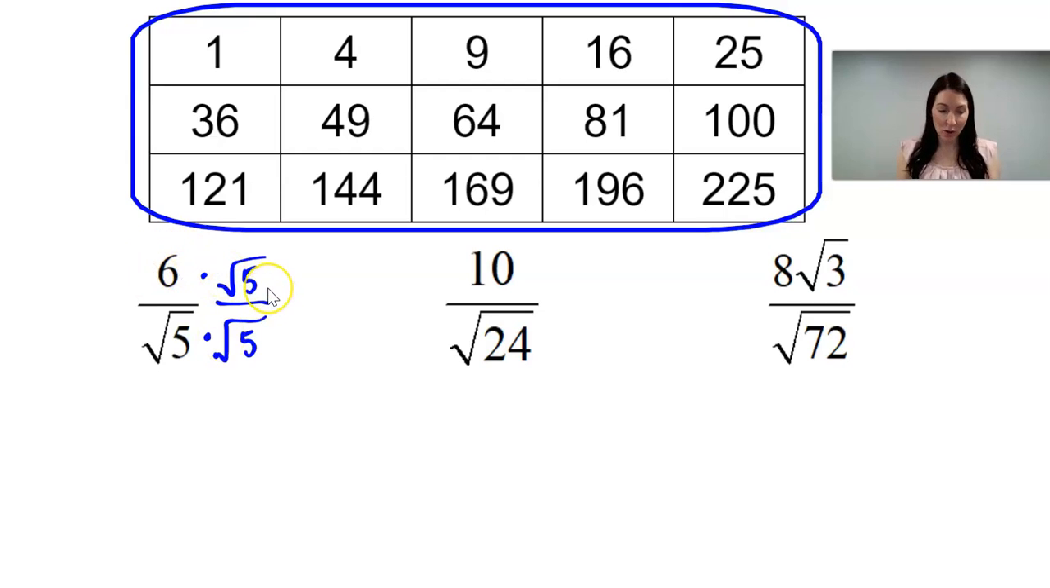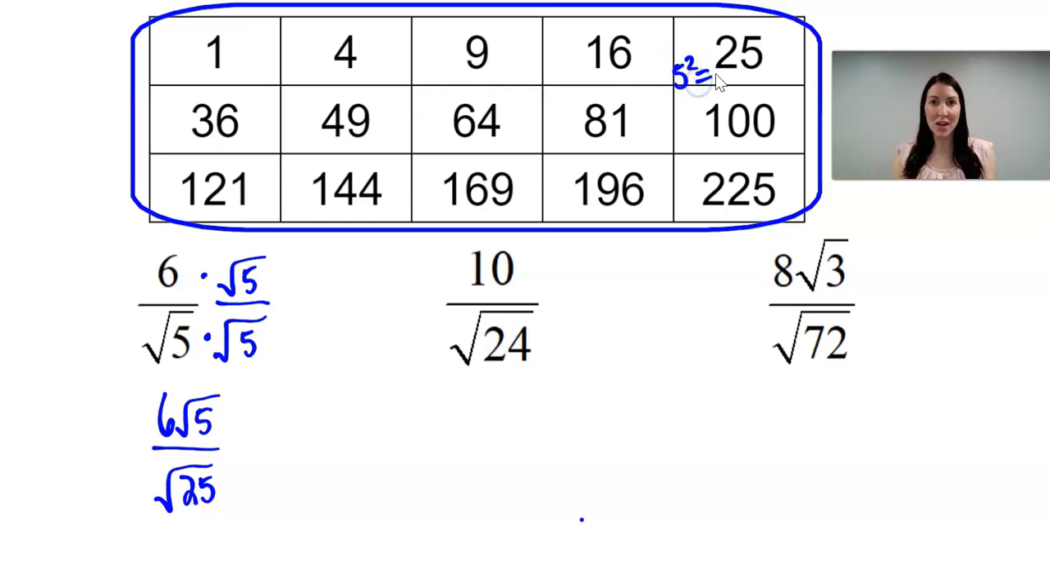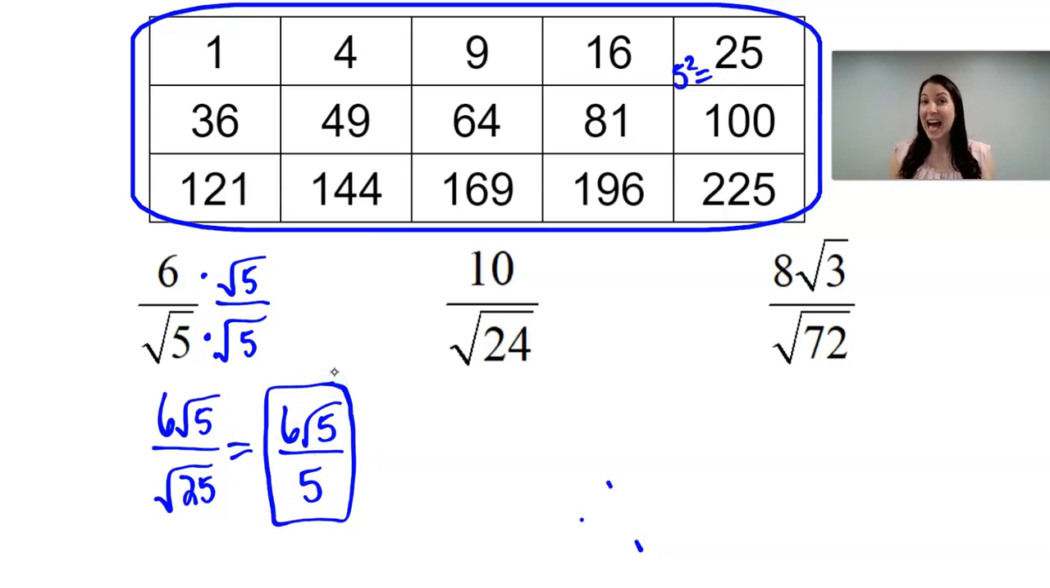And as long as I multiply a fraction by 1, I am not changing the original problem. Multiplying 6 times the square root of 5 would give me 6 square root 5. And then this is where the magic happens. The square root of 5 times the square root of 5 is the square root of 25. And if I look up here at my table of perfect squares, I can see that 25 is a perfect square. That means the square root of 25 is the number that I had to square to get 25. Since I had to square 5 to get 25, the square root of 25 is 5. And my final answer is 6 root 5 divided by 5. And that cannot be simplified.